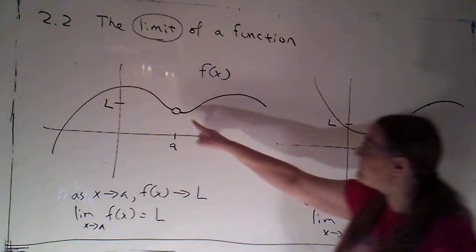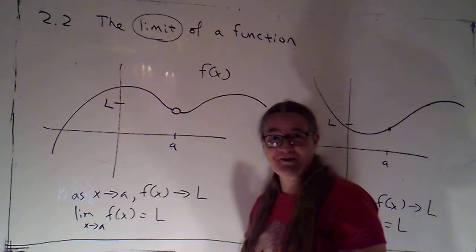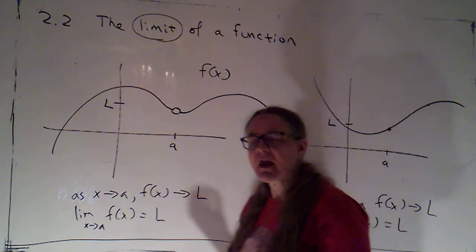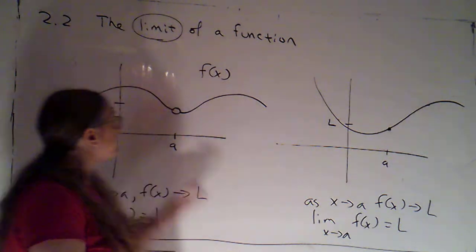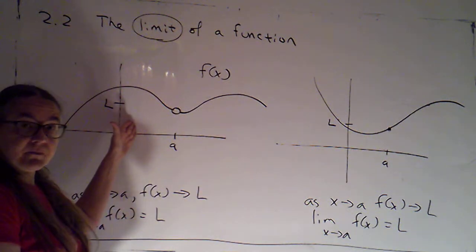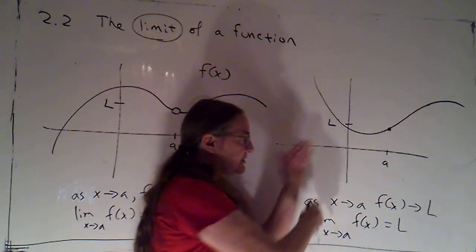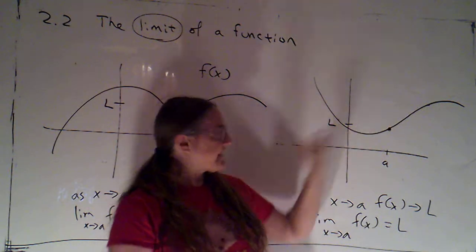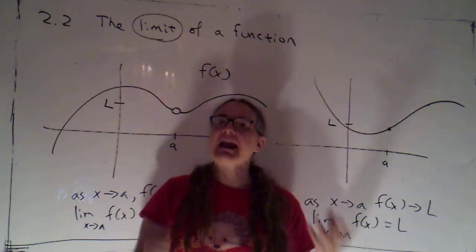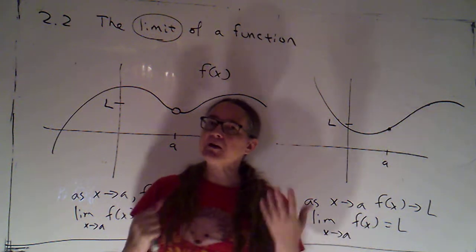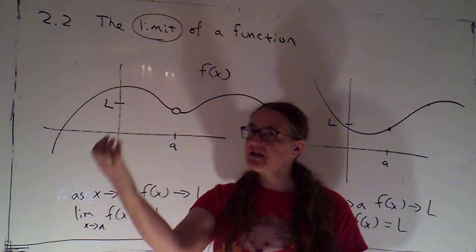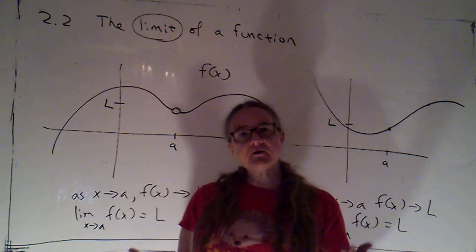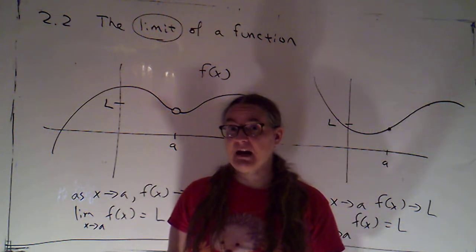You don't have to have a hole in the graph to use limits. But the reason limits are useful is for situations like this. This situation is a situation where I expect there to be a point there, and there is. So if I were to ask, what do I get and what do I expect, the answer to those two questions would be the same.